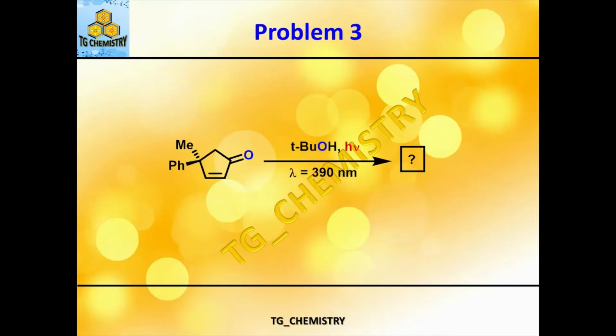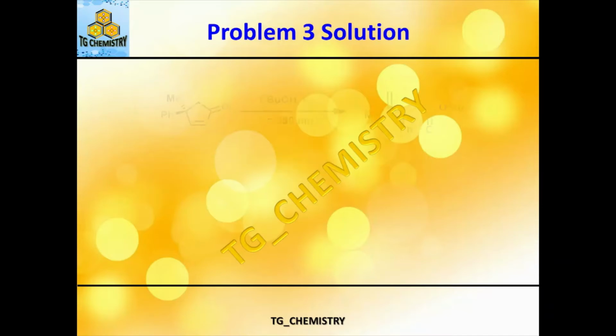Now I will go into the third problem, where the substrate is a substituted cyclopentanone system, and in presence of tertiary butanol and light, photoirradiation of wavelength around 390 nanometer, what should be the product? So this is our next problem, problem number 3, and here the substituents are methyl and phenyl groups. So let's see how it proceeds with the mechanism for that.